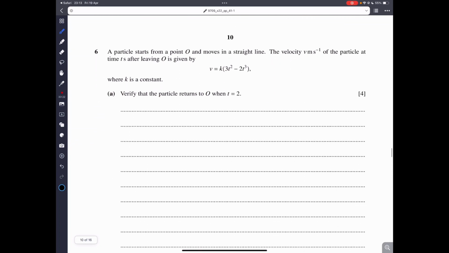Question 6. A particle starts from point O and moves in a straight line. The velocity of the particle at time t is given by this formula. k is a constant. Verify the particle returns to O when t is equal to 2.